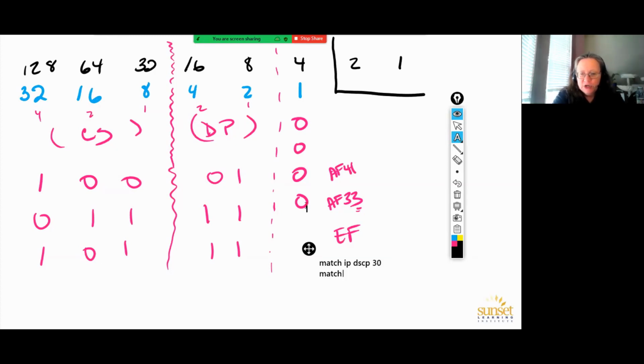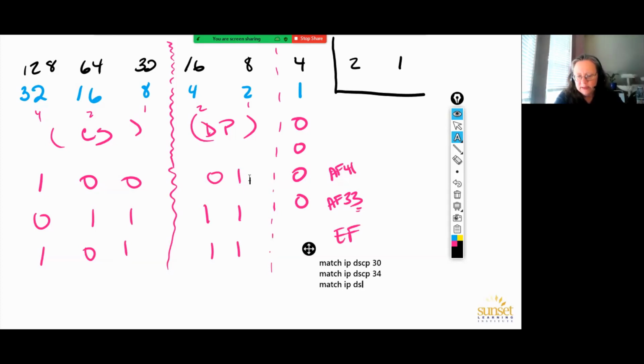To match IP DSCP AF41, because that's a common one to use, well, let's go back and count. I've got a 1 in the 32s place, and I've got a 1 in the 2s place. So that's going to be 34.